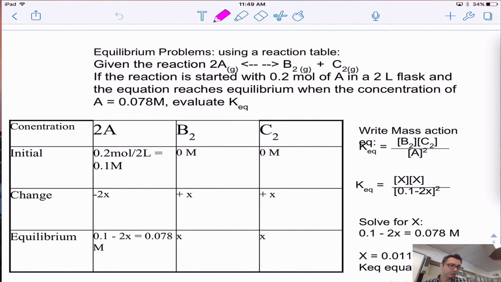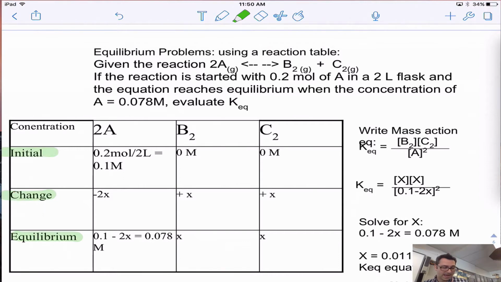And an ICE table, it's really just an organizational tool for you to use. ICE stands for Initial, Change, and Equilibrium. As I just highlighted on the screen, it's just a grid table that allows you to easily deal with these concentrations and not have to do them in your head.